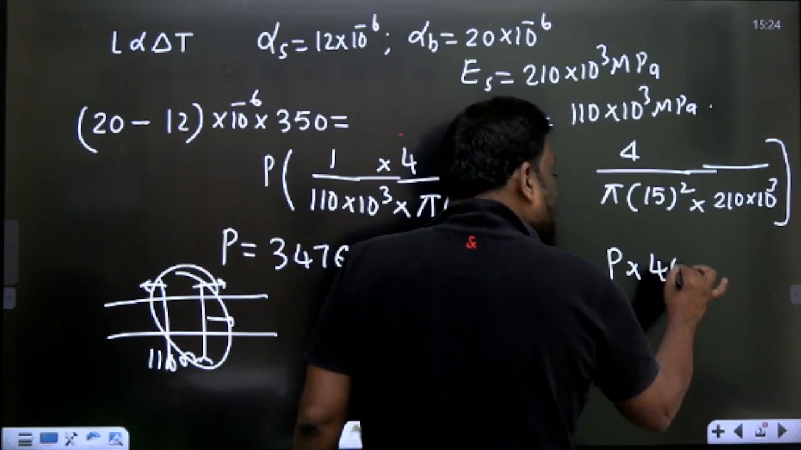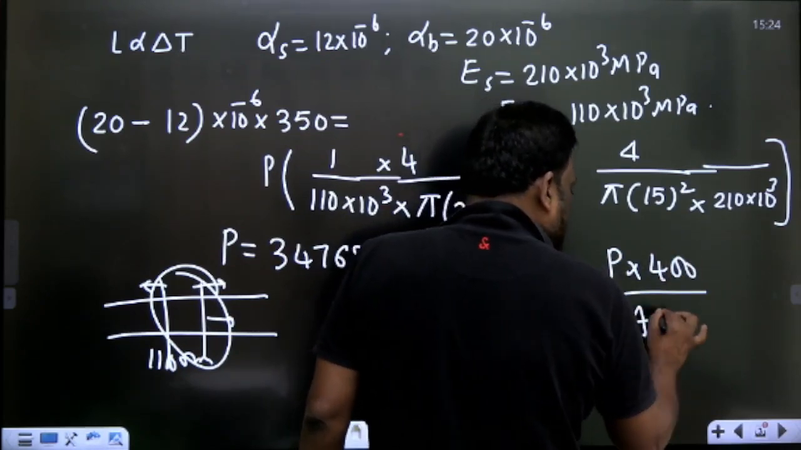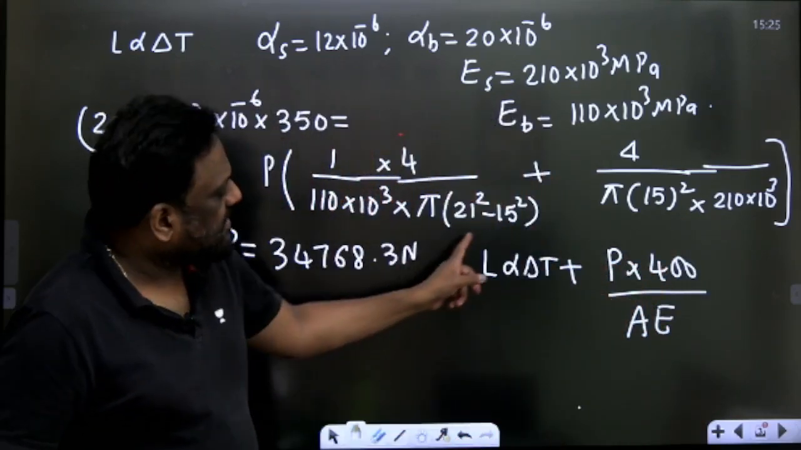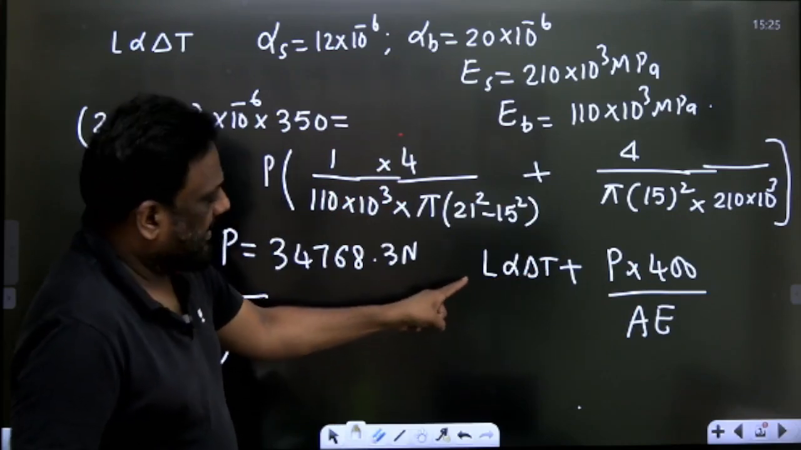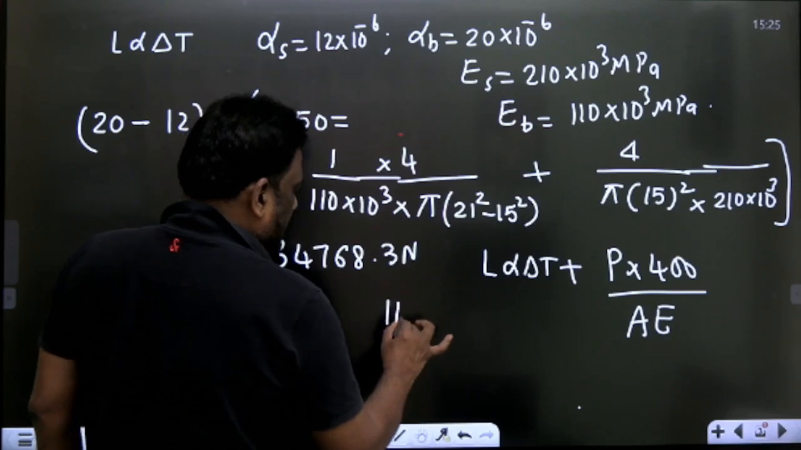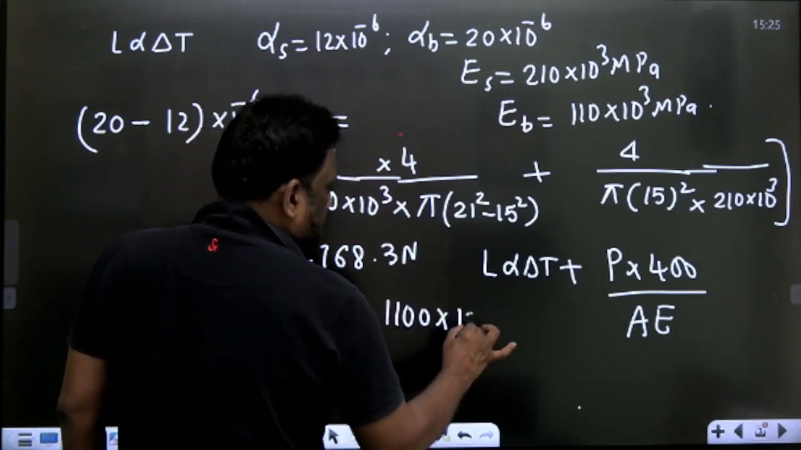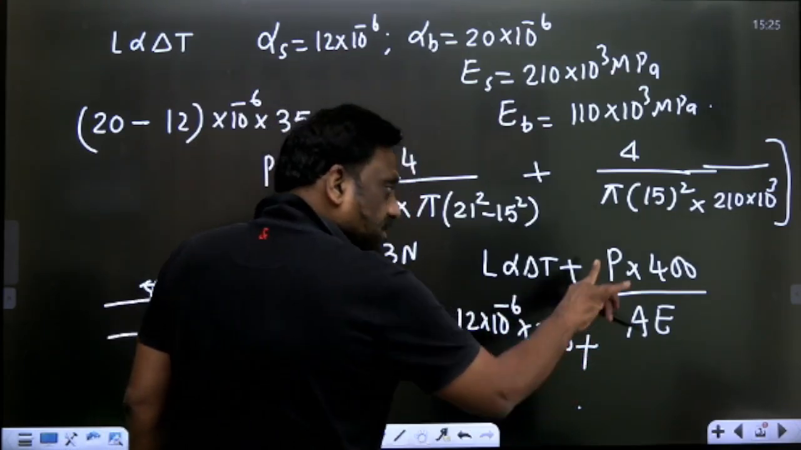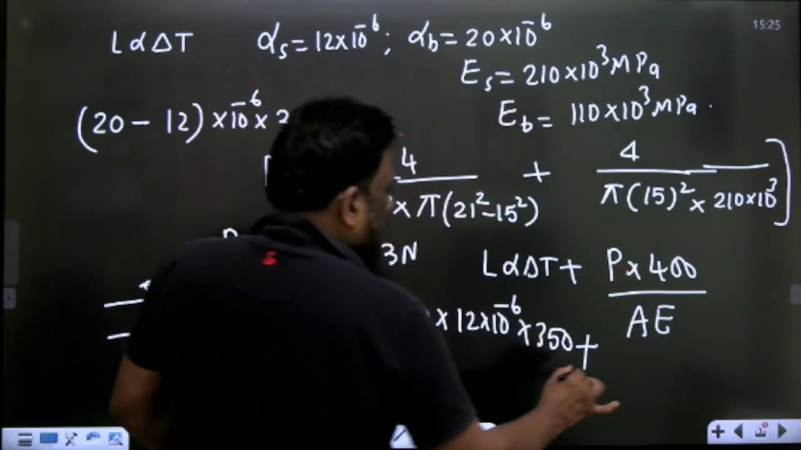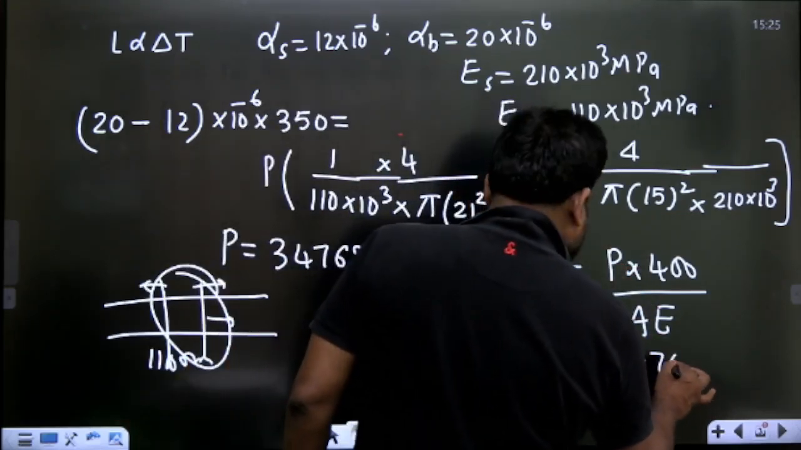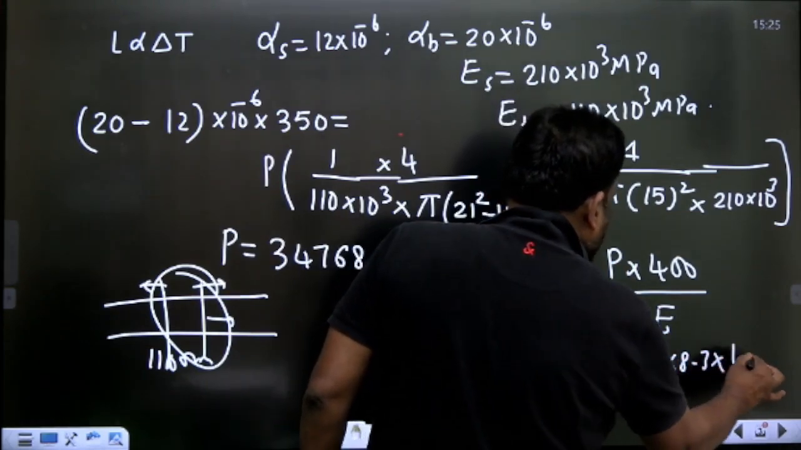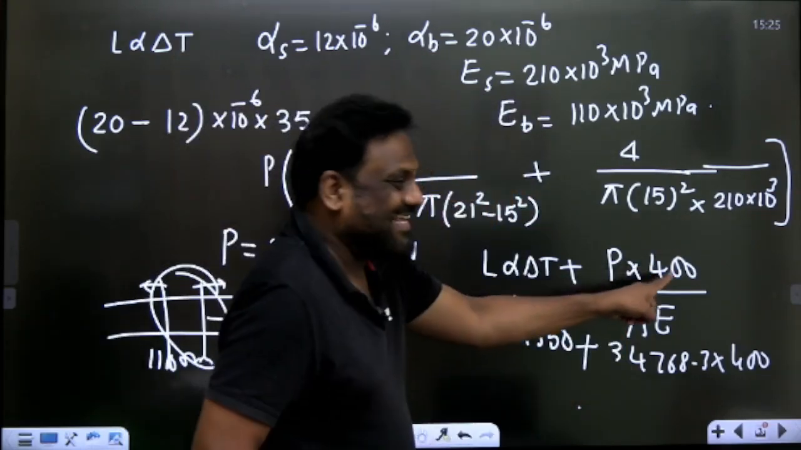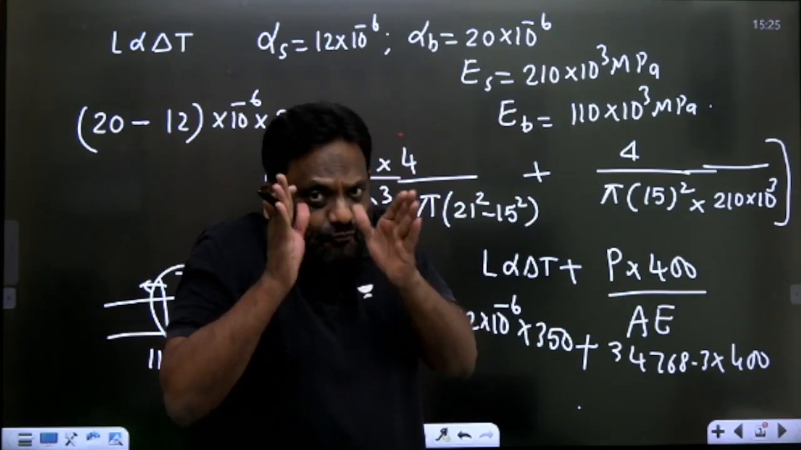L is that of the composite, 400, by AE. This is the expansion due to the load P in the composite section, and this is the free expansion. Please note that the length of the steel is 1100. Alpha of steel is 12 into 10 power minus 6 and delta T is 350, plus P. What is P, sir? 34768.3, and L. I'm taking everything in mm so that you get the answer in mm. Why are you not writing this as 1100? Because the composite section is of 400 only.